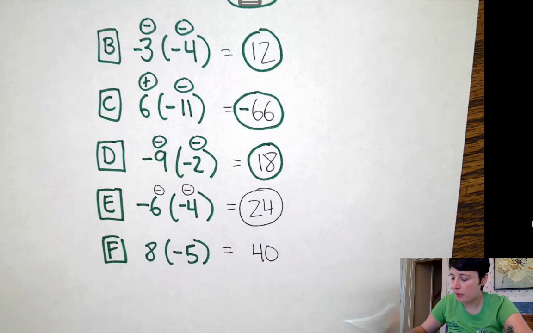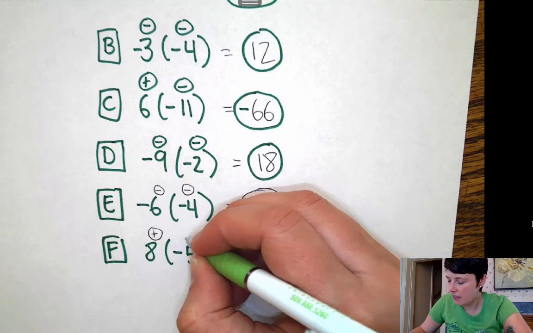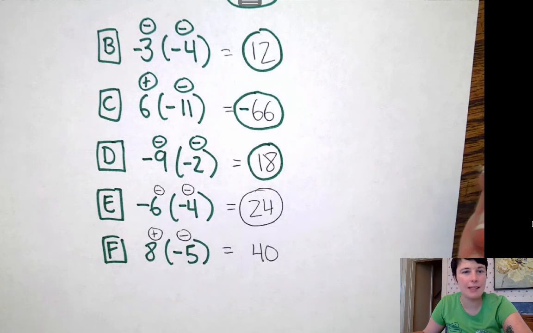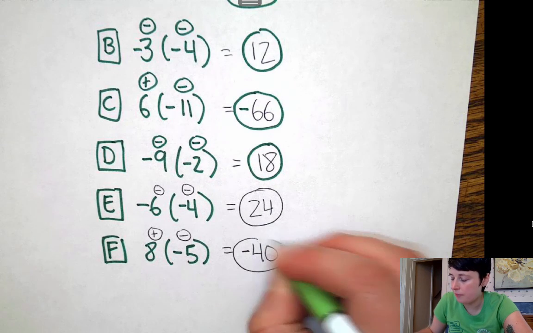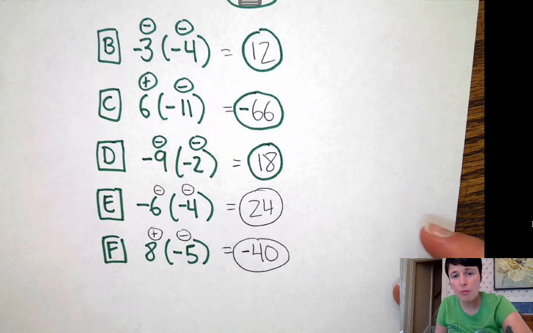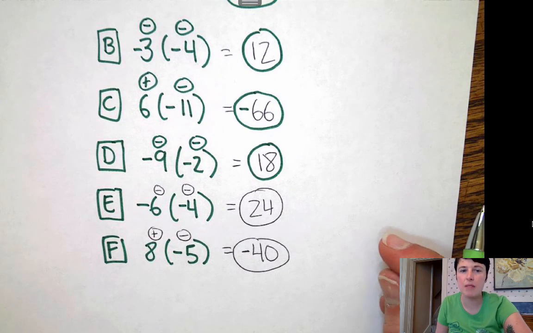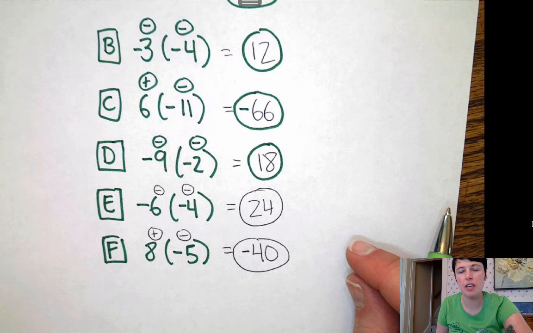And on the last one here, we have 8, which is a positive number, and we have negative 5, which is a negative number. That's not a match. That is not good. So the answer is negative 40. I really hope you're getting the hang of this. If you are, you should move on to dividing, because dividing and multiplying are basically the same rules. So just keep that in mind.